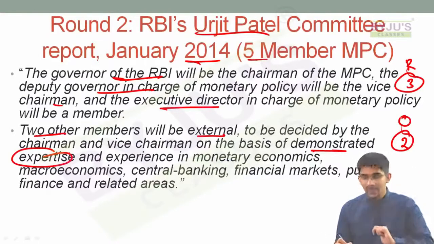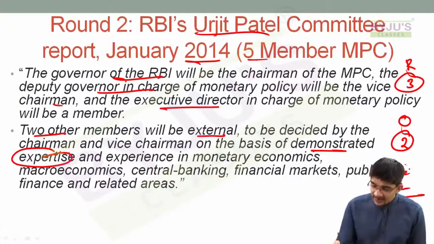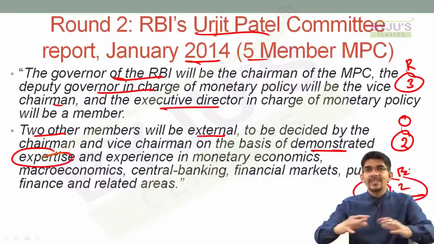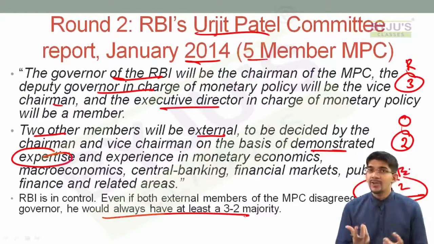Government intervention will not be there. So we have a 3:2 ratio with RBI having the majority and two experts. So we can say it is an RBI to experts ratio. These experts will in turn be selected by RBI itself. So we have a situation in which RBI still has complete control. However, there's a committee in place. So even if the external members disagreed, the RBI governor will still have a 3:2 majority. So the RBI governor still has complete control over monetary policy.